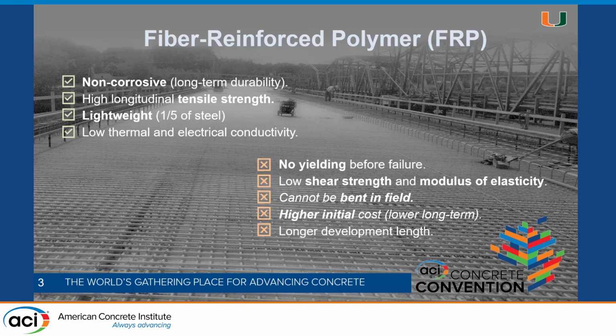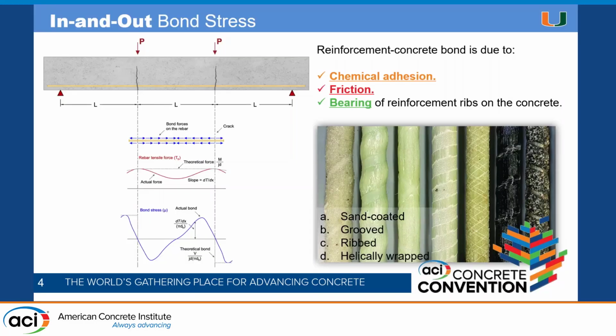And it has a longer development length that is associated with the high longitudinal tensile strength and with the characteristics of the surface of the GFRP bars that I will discuss later. So this development length is associated with the bond stresses, how the bond is being transferred between the rebar and the concrete, and typically is related to chemical adhesion, friction, or bearing. This bearing is especially significant in conventional steel rebars when you have those big ribs on the steel, so that allows a better bond.